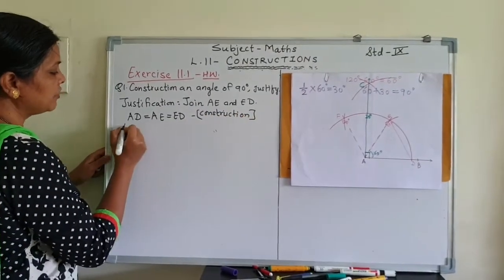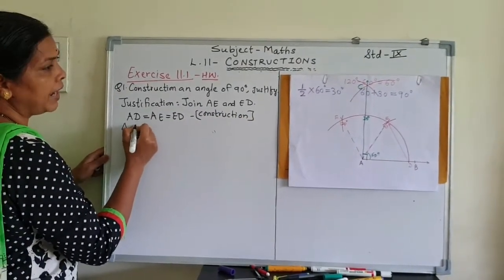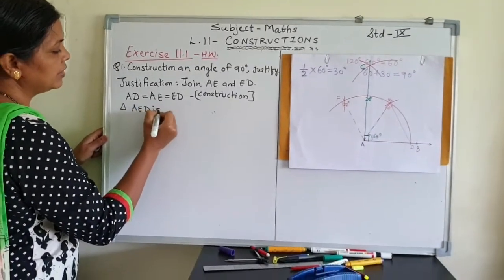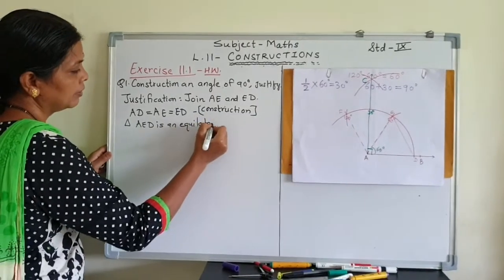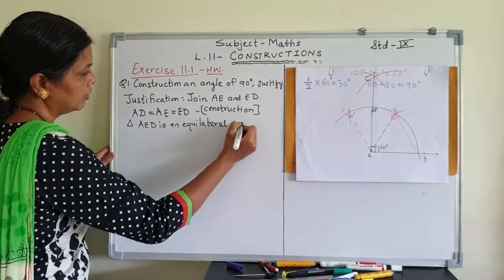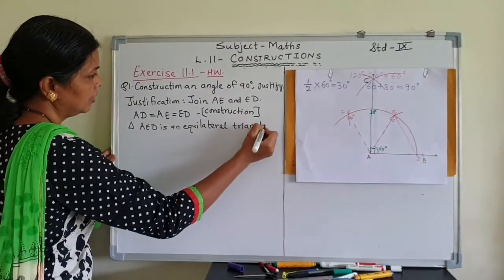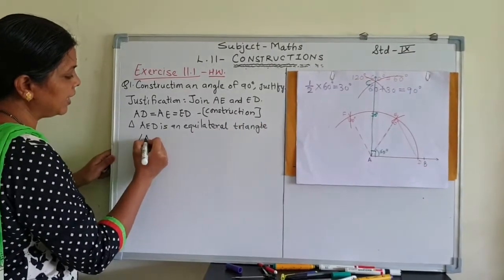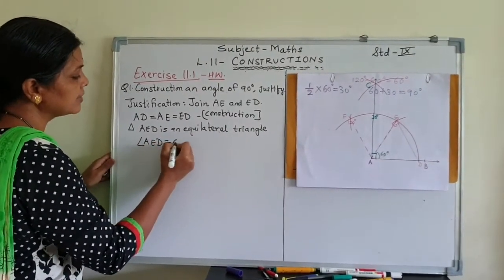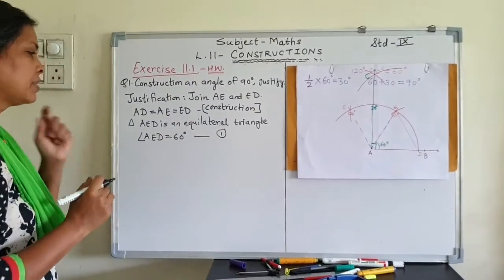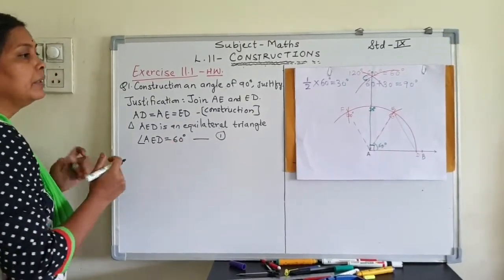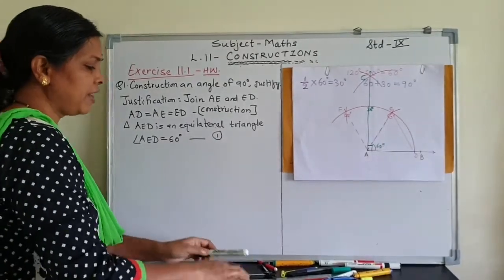So from this we get that triangle AED is an equilateral triangle, and that's why we get angle AED as 60 degree. Just write it as the first statement. Then what next do we have to do?